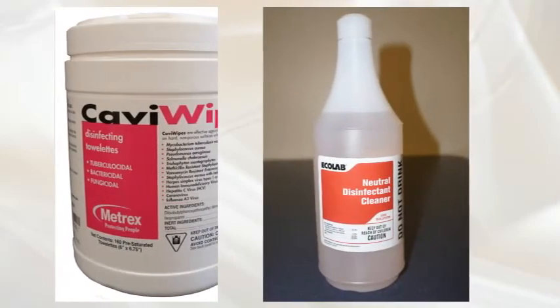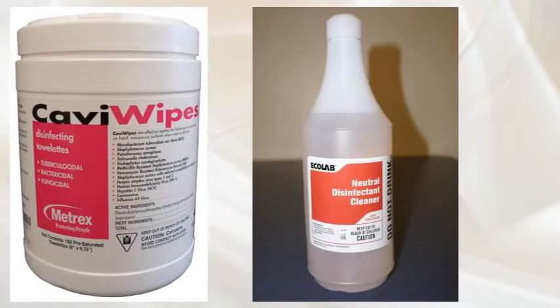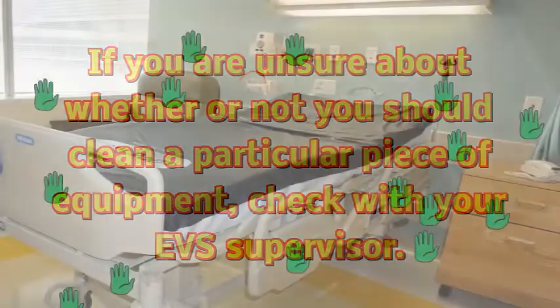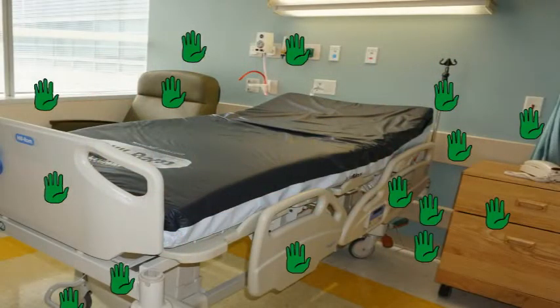As with other surfaces, use either CaviWipes or neutral disinfectant cleaner in accordance with the type of room you are cleaning. If you are unsure about whether or not you should clean a particular piece of medical equipment, check with your EVS supervisor. To accomplish effective infection control cleaning and disinfecting, your work should focus on what we call the high hand touch areas of the room you will be cleaning.